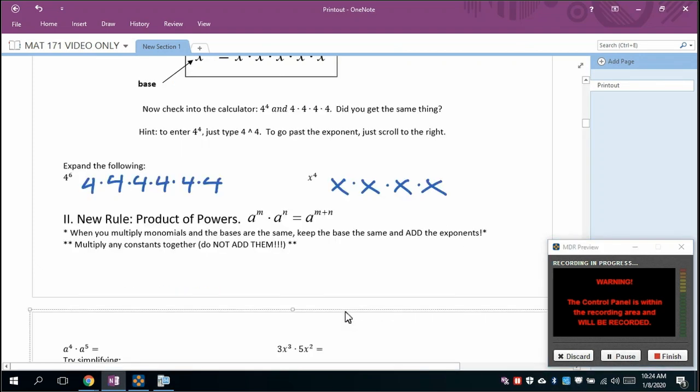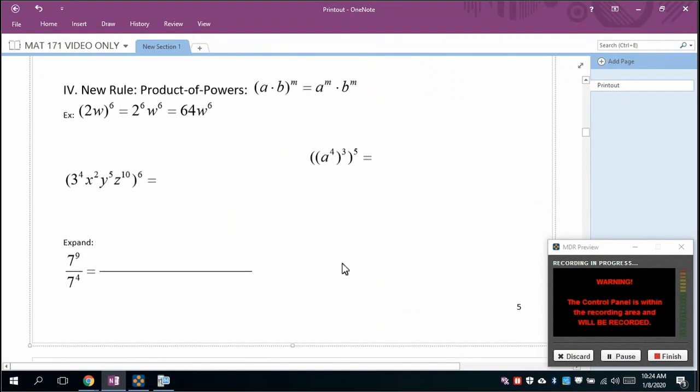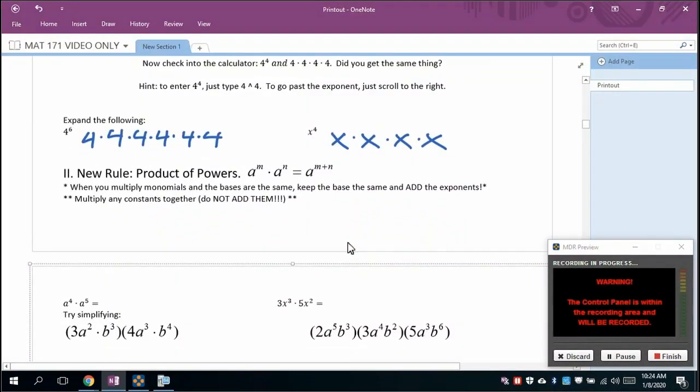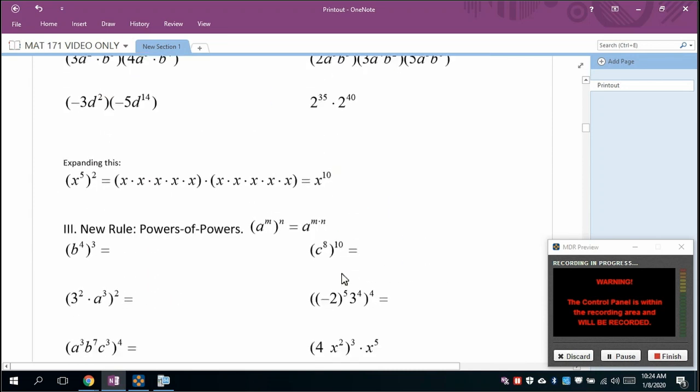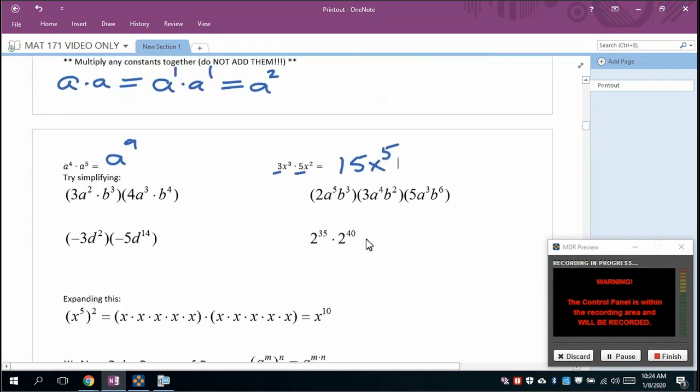So, product of powers: if you have a to the m times a to the n, you add the powers. So, for instance, a times a, well, generally we don't write the single power, but a to the first times a to the first, that's a to the second. So, this would be a to the ninth. 3 times 5, it's going to be 15x to the fifth. And so we can go ahead and simplify these.